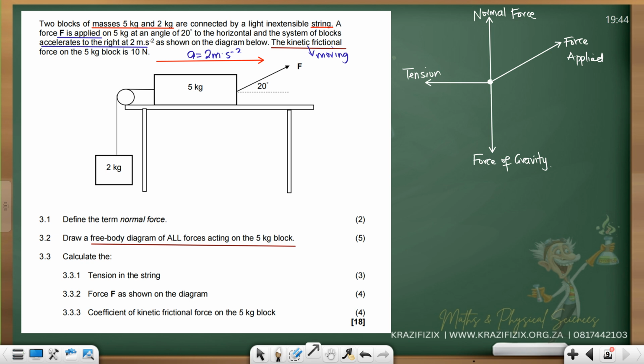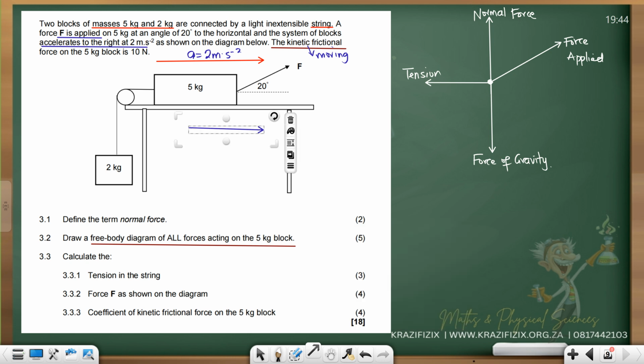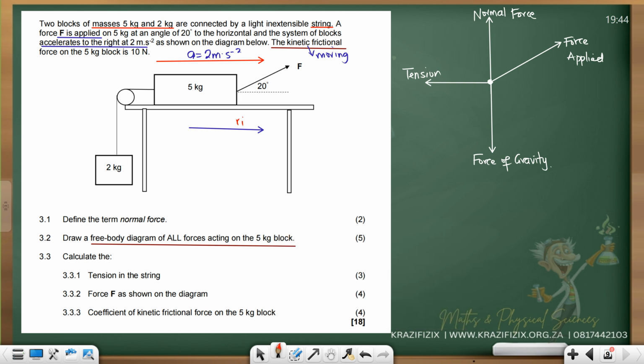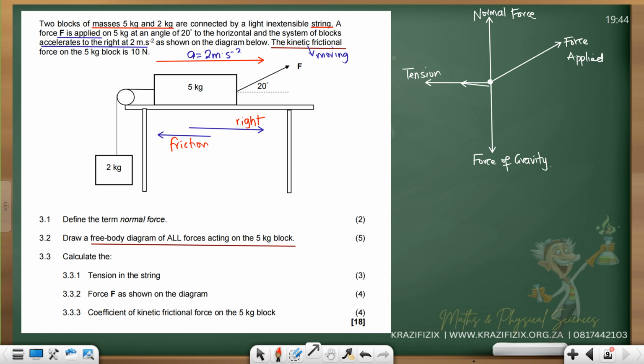How is this object moving? This object is moving to the right, with an acceleration of 2 meters per second squared. Good. If this object is moving to the right, it means friction is acting to the left. That's what we mean. So the object is moving to the right. Friction would be acting where? To the left.